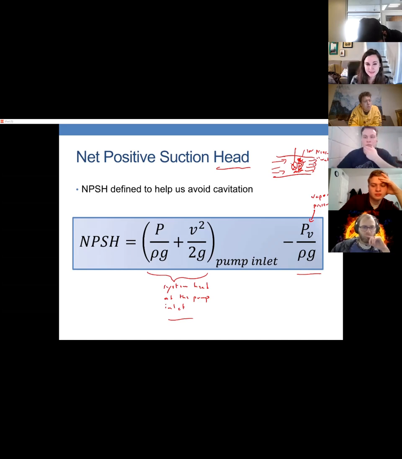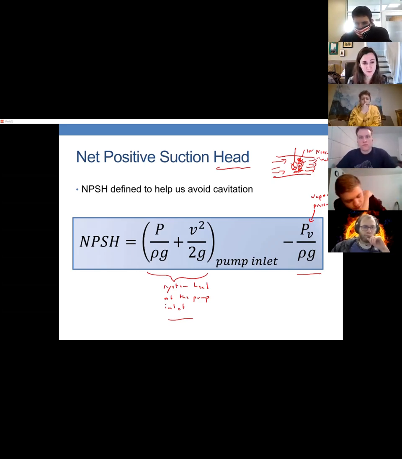I feel like I see some thoughtful eyes. Do we have any questions about that idea? Again, this is sort of just the excess amount of energy that we have going into the pump is what this represents.